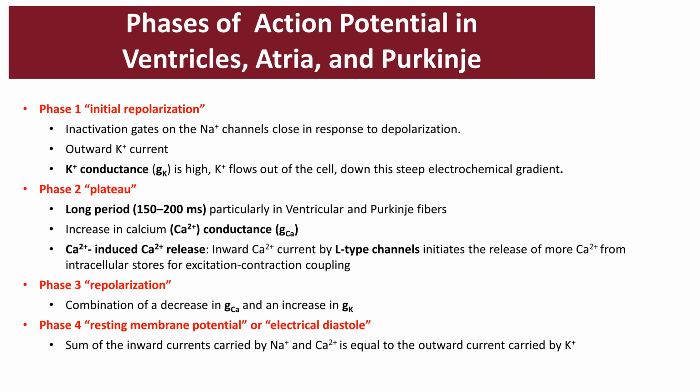Phase 3 is referred to as repolarization. This combines the decrease in the G calcium and the increase in G potassium that then leads to phase 4, the resting potential, also known as the electrical diastole, where you have a sum of all the inward currents carried by the sodium and calcium, which is then equal to the outward flux of potassium. This is basically the repolarized to the hyperpolarized state of an action potential.